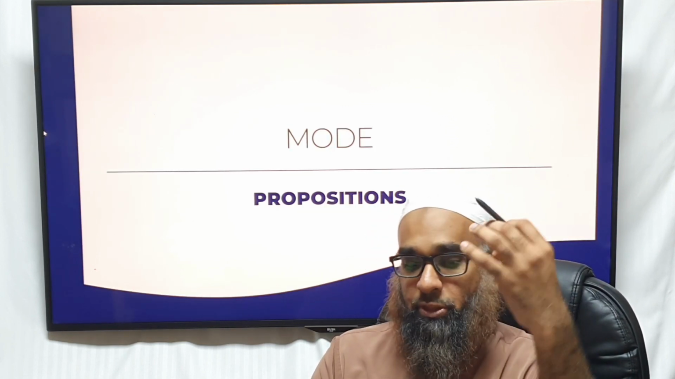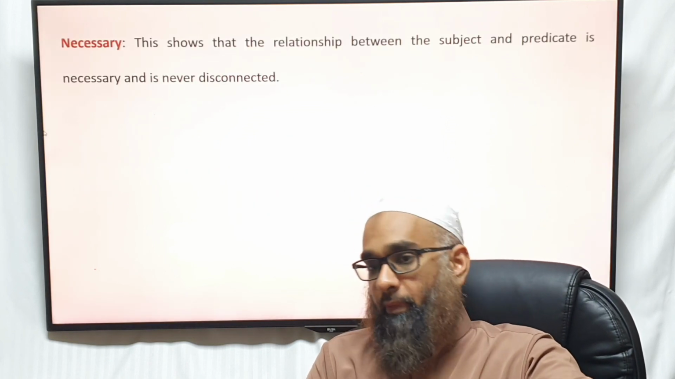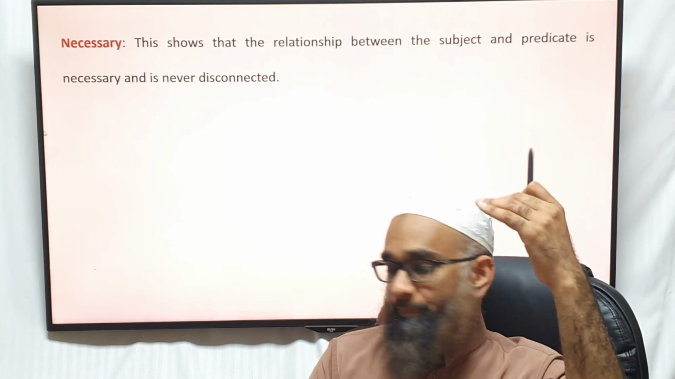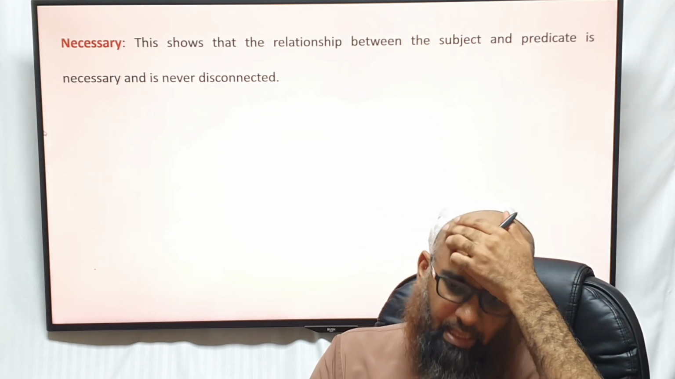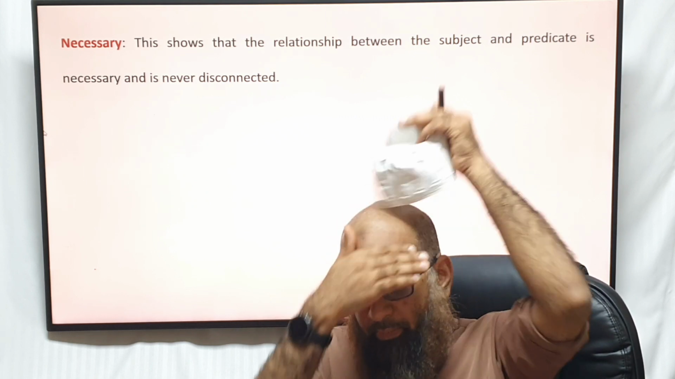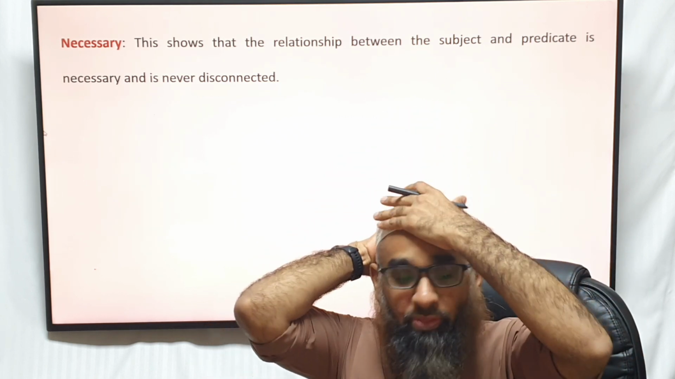Next thing we have mode. The mode of the proposition. What does mode mean? They're treated as modes. One is necessary. What does this mean? That the relationship between the subject and the predicate is necessary and is never disconnected. It can never be not this.